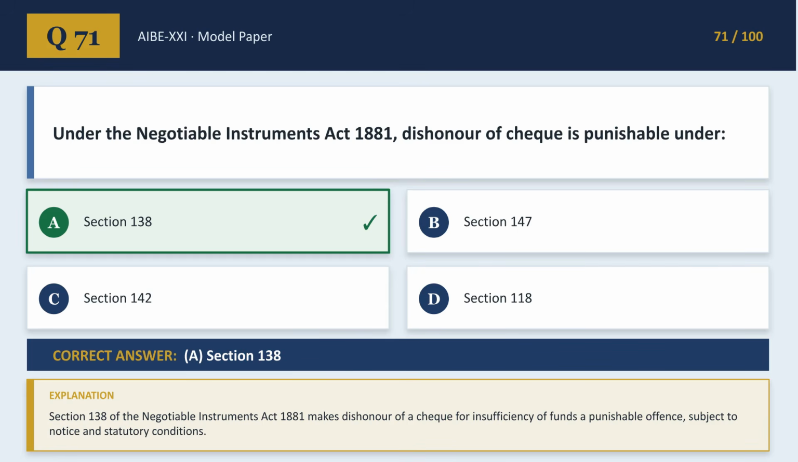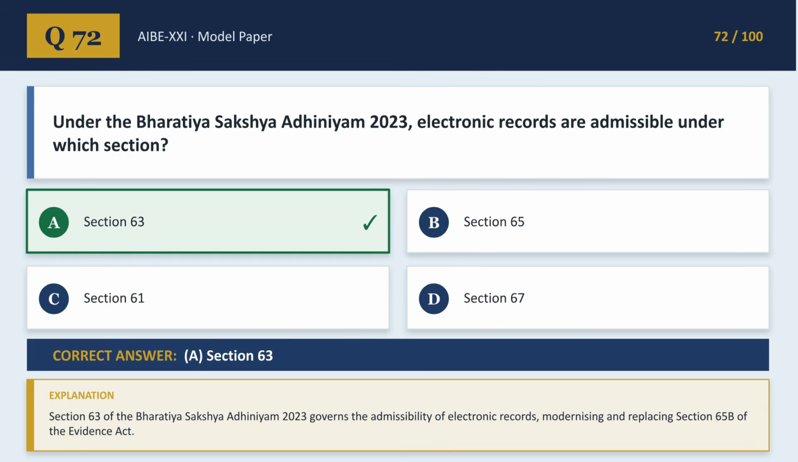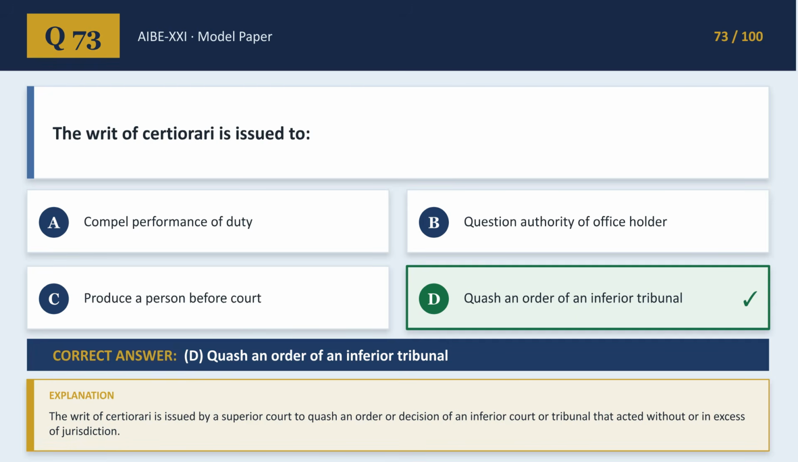Electronic records are admissible under Section 63 of the Bharatiya Saksha Adhiniyam 2023. This section modernizes the law of evidence regarding digital documents. The writ of certiorari is issued to quash an order of an inferior tribunal. It ensures that judicial and quasi-judicial bodies act within their jurisdiction.